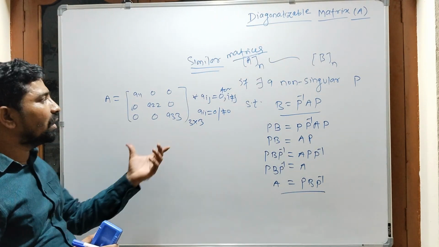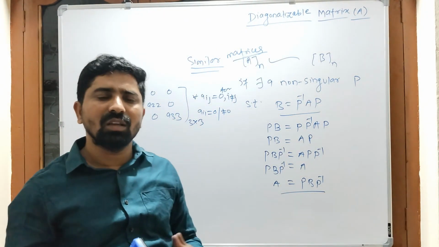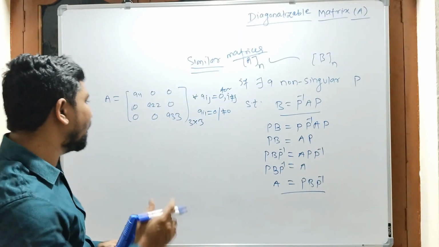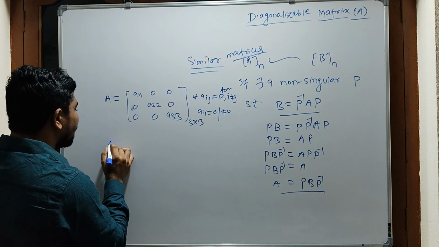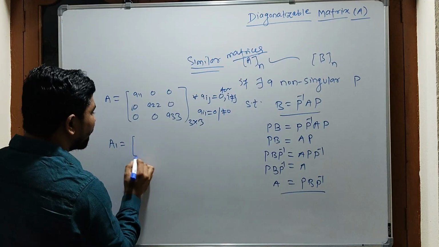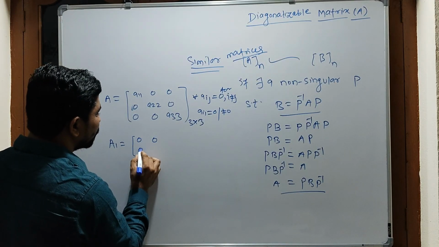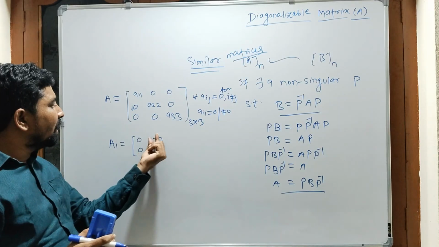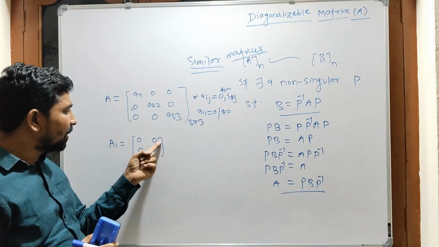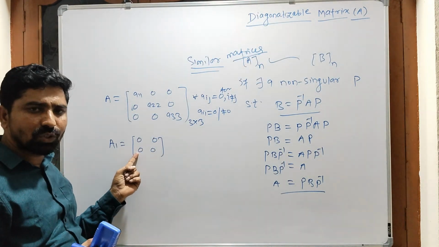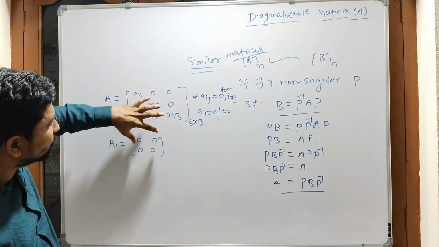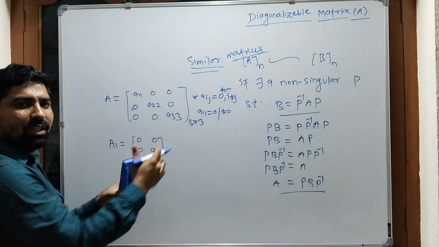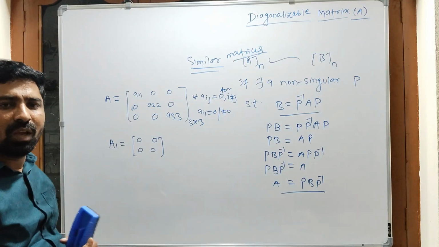Here in the definition of diagonal matrix, we are saying a matrix in which all the non-diagonal entries are 0. For example, if I write A1 equal to the 0 matrix of order 2 cross 2, here you can see the non-diagonal entries, A12 and the A21 position. You can observe that the non-diagonal entries of this matrix are 0. That's why this matrix is a diagonal matrix.